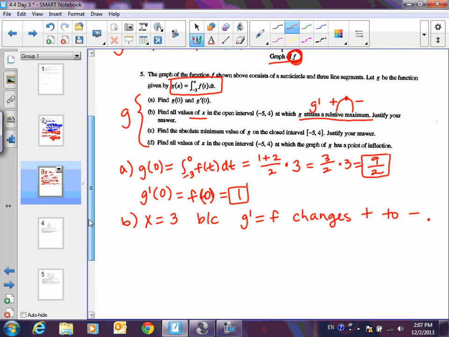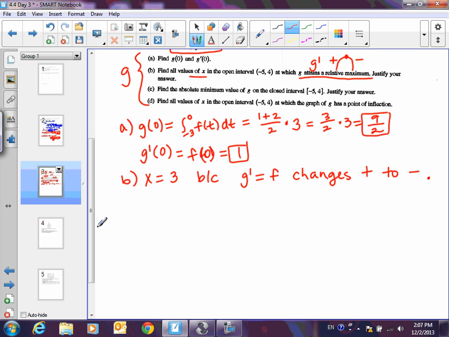Should you say because G prime equals F, it changes positive to negative at x equals 3? Sure. Because I know it's implied, but they taught us that. So yeah, you're right. And this is something we're going to get better and better at. Really, we should probably say G has a relative maximum at x equals 3 because blah, blah, blah, at x equals 3.